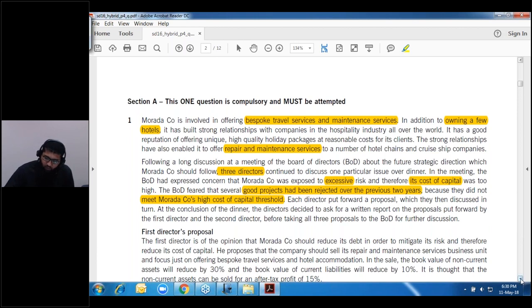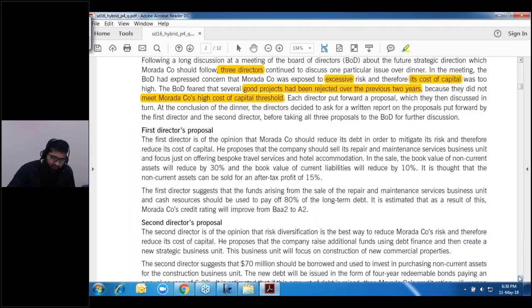Now, what next? The next situation is the first director's proposal. The first director is of the opinion that Morada should reduce its debt in order to mitigate its risk, and therefore reduce its cost of capital. He proposes that the company should sell its repair and maintenance service business unit and just focus on offering bespoke travel services and hotels. In the sale, the book value of non-current assets will reduce by 30% and the book value of current liabilities will reduce by 10%. It is thought that the non-current assets can be sold for an after-tax profit of 15%. So this is what they expect.